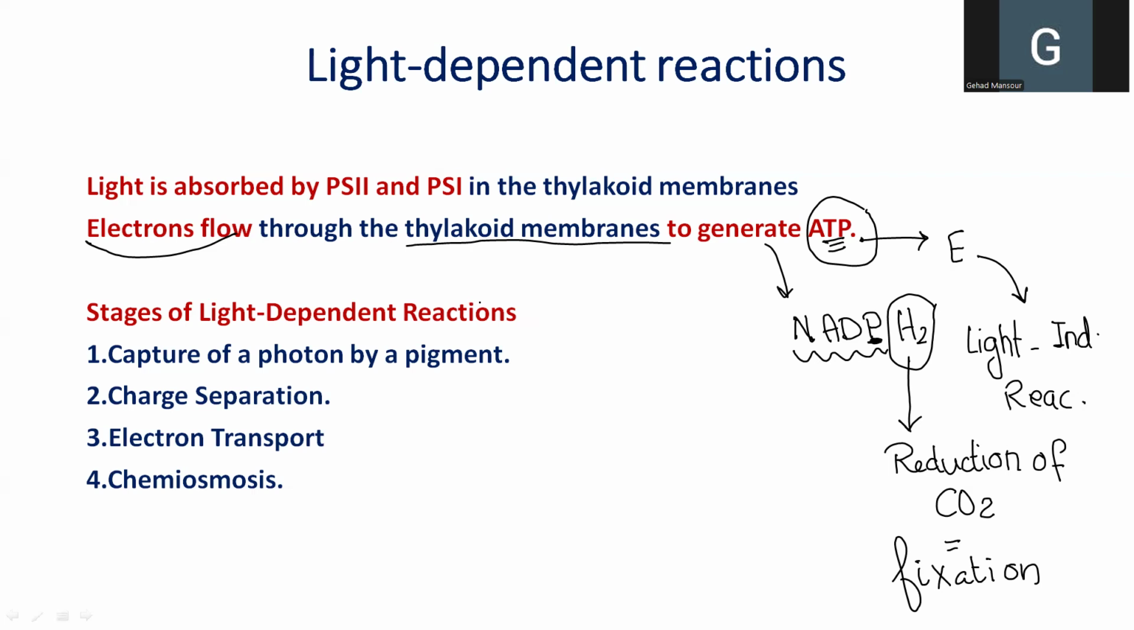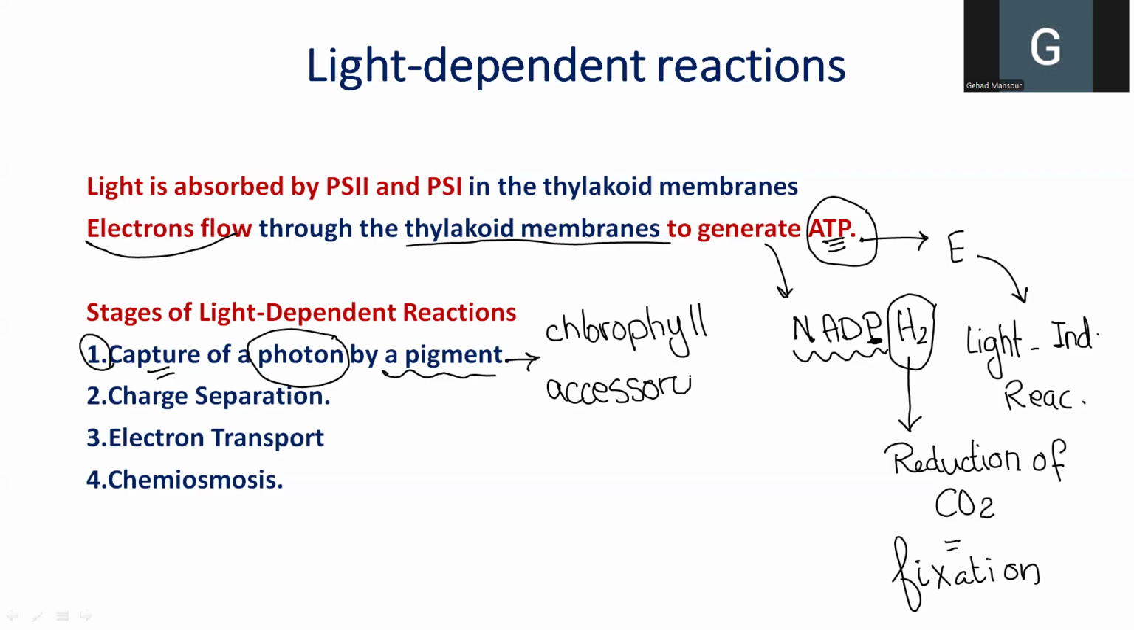The light-dependent reactions have four essential stages. The first one is the capture of a photon of light, or actually of the energy of the photon of light, by a pigment. And of course, the pigment we are talking about can be of two types, as we said before. It can be chlorophyll, whether chlorophyll A or chlorophyll B, or it can be one of the accessory pigments that we have talked about before.